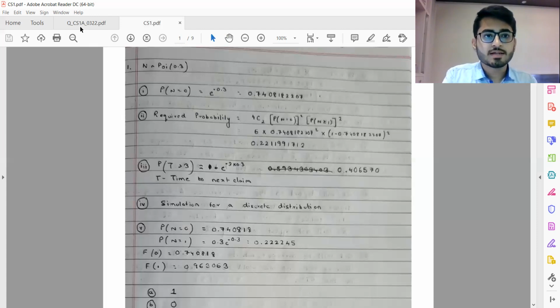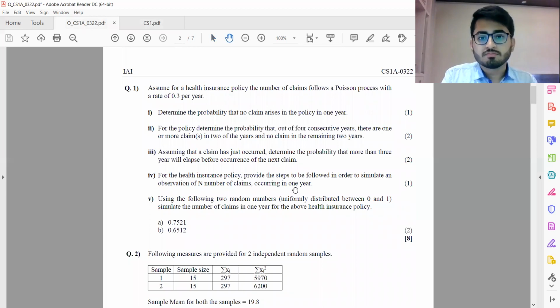Part 4 is basically the steps to perform a simulation. That is straightforward direct bookwork. We have a discrete distribution, in this case a Poisson distribution, and we know the approach for that.